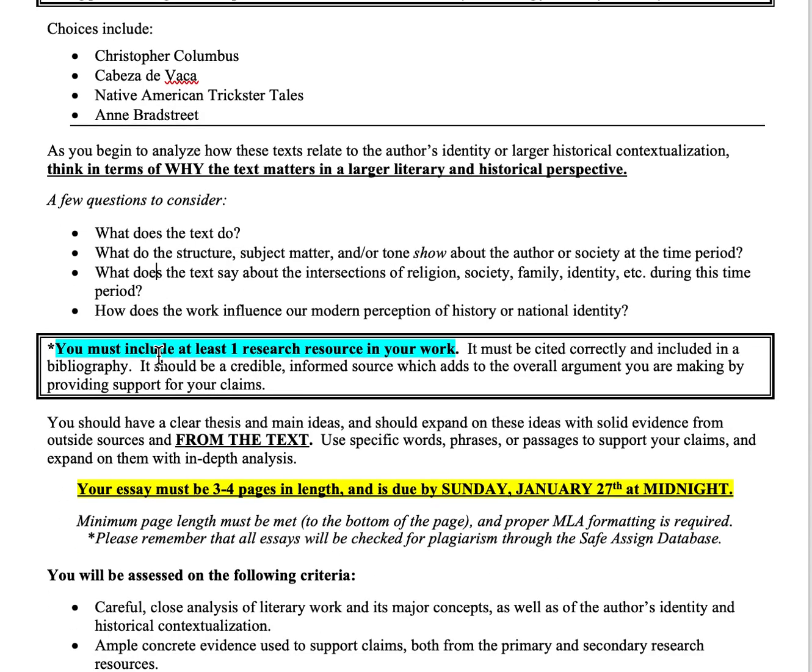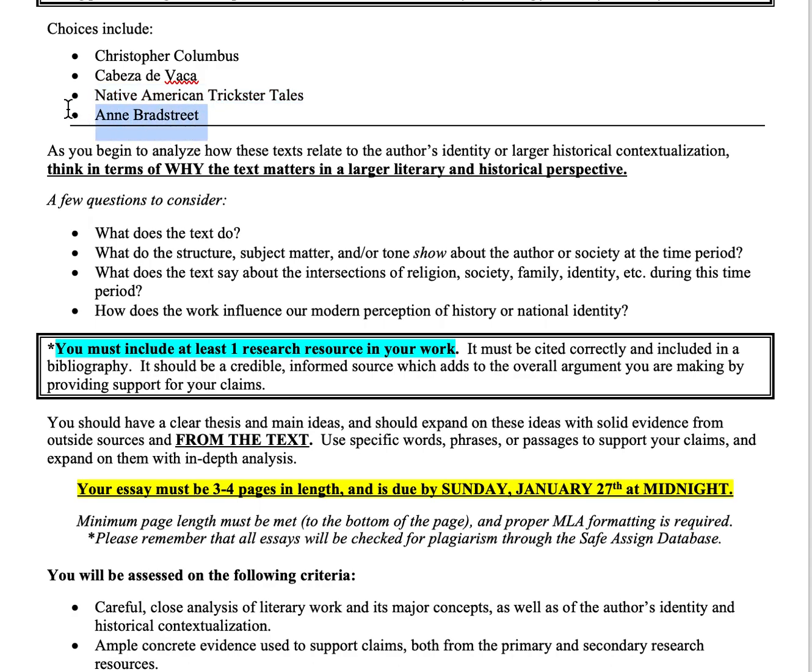So a few things to think about. What does the text do? Why does this text matter? Why do we need to study it? Why was it written? What's the purpose? With Columbus, there's a very specific purpose there. With De Vaca, also, same thing. There's a very specific reason that he wrote these letters. The Trickster Tales, why do they matter that they exist? Why does it matter that we have this understanding of this culture?